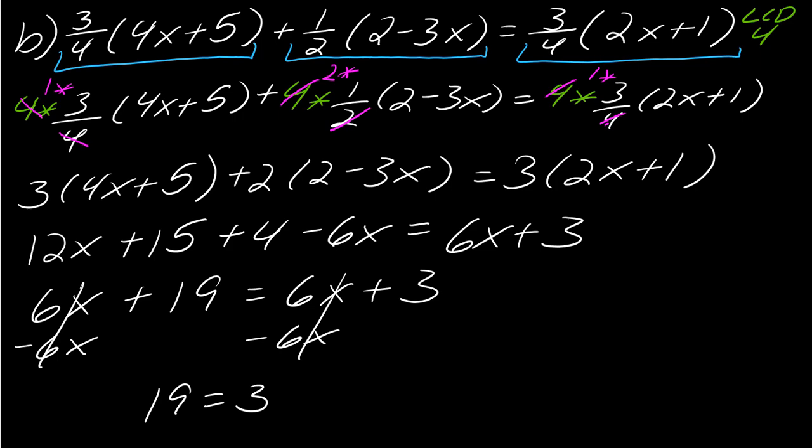What is the interpretation of that? Well, this doesn't make any sense, right? 19 does not equal 3. So the interpretation then is that there is no solution, which sometimes people use this symbol.